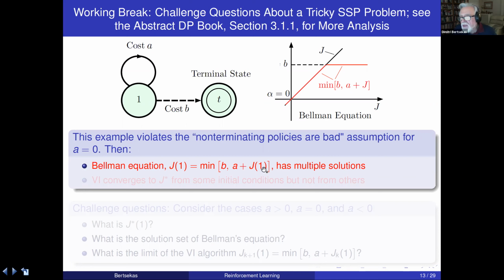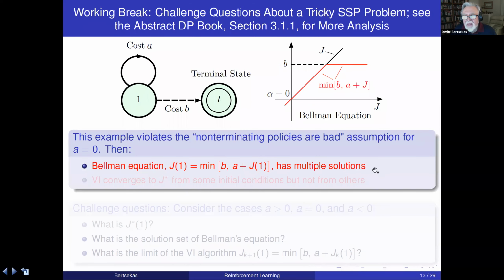And here's Bellman's equation. Bellman's equation is one equation with one unknown. Why? Because there's only one state. And this unknown is J star of 1. The right-hand side involves a minimization between the cost of this control, which is B, and the cost of this control, which is A, plus J star of 1, the cost to go from the state where you land. Now Bellman's equation has multiple solutions.